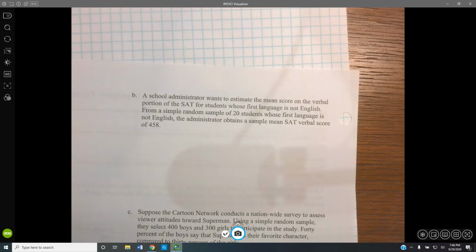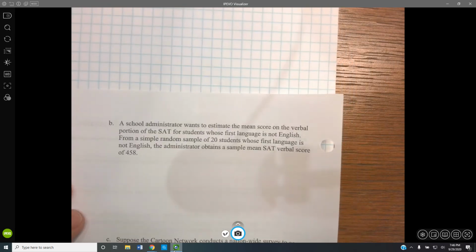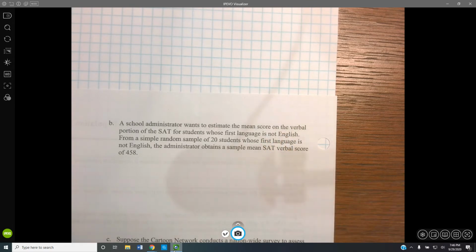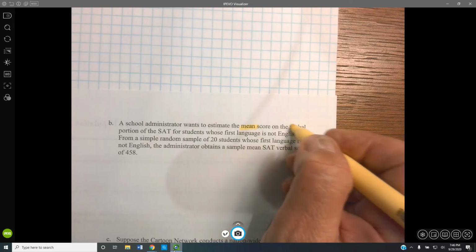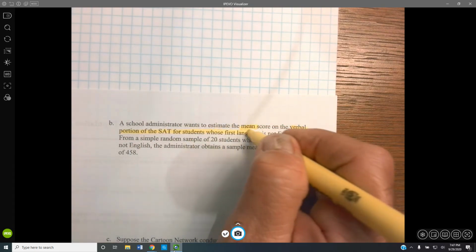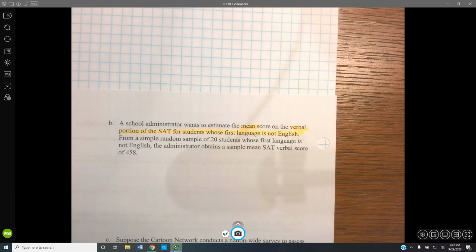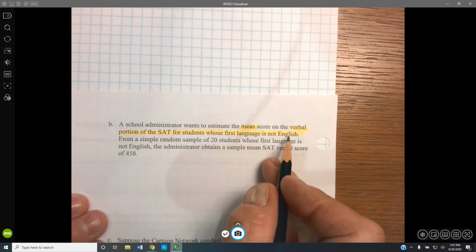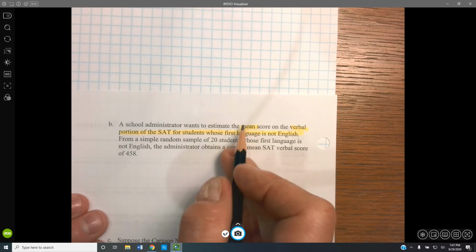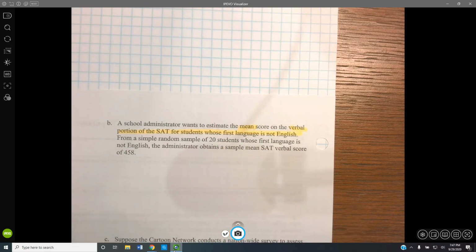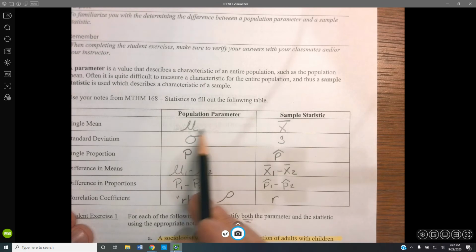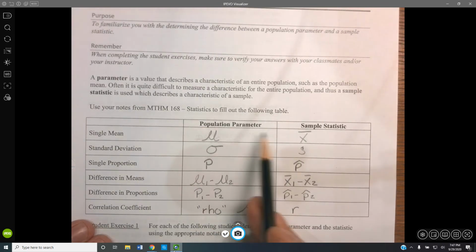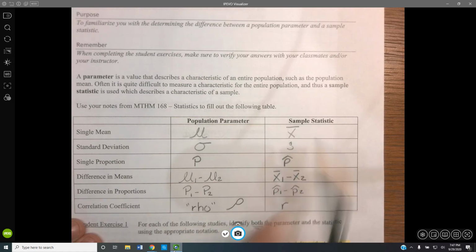For B, a school administrator wants the mean, that's important, right? The mean score on verbal portion of SAT for those whose first language is not English. So right away, I can see my parameter. Now remember, my parameter is a mean. When we talk about a mean, my population parameter mu, that's what I'm looking for, and my statistic that's going to go along with it is x bar.